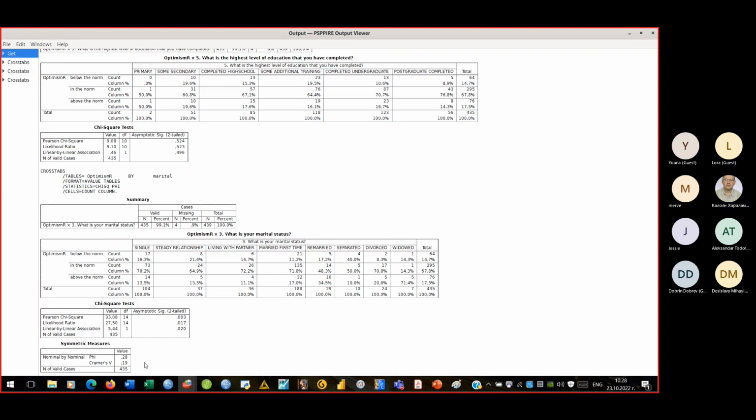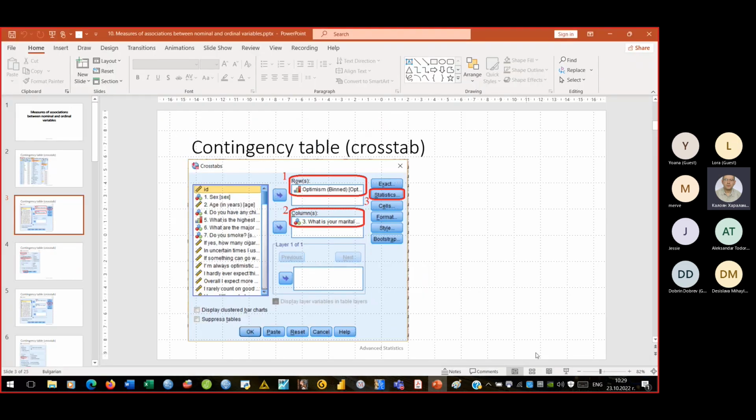Usually, these coefficients for the strength of relation are in the interval between 0 and 1, and values close to 0 show weak relation, and values close to 1 show strong relation. In this case, 0.19 shows weak relation, but let's see here in the presentation.